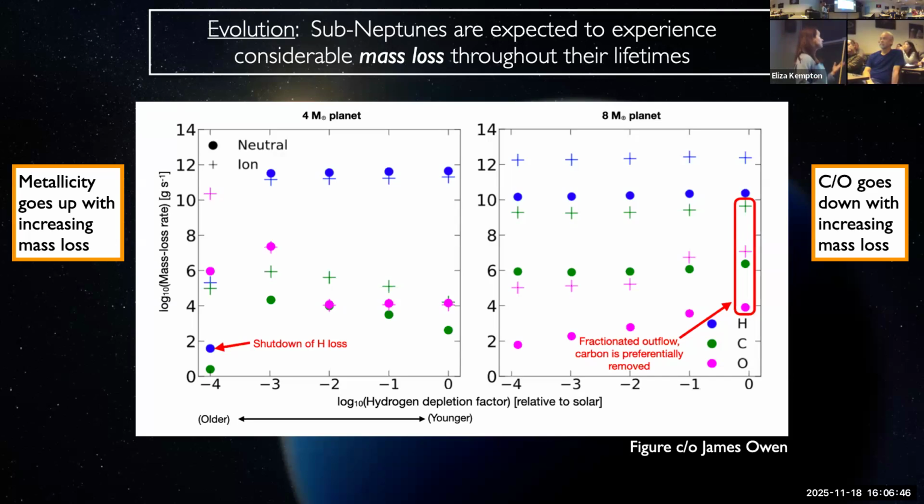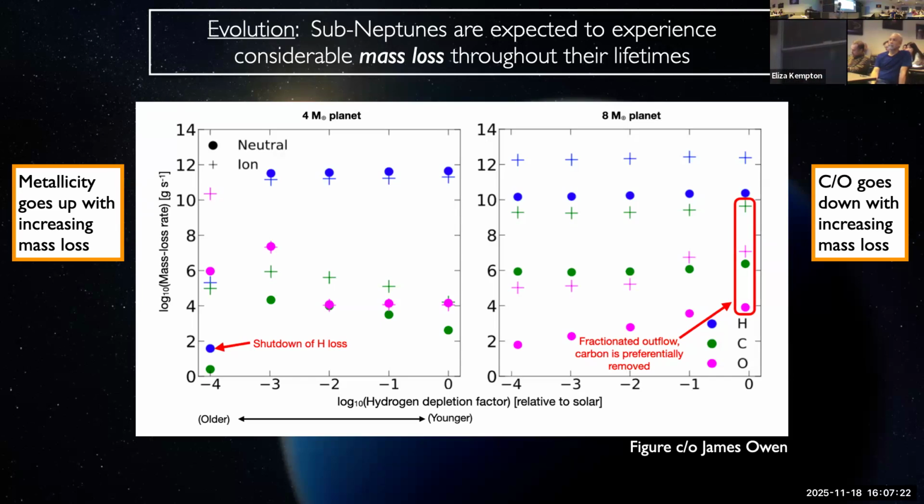One is that metallicity goes up with increasing mass loss. So the more you depleted your hydrogen, basically the older your planet gets, you're losing hydrogen very quickly. And you're losing hydrogen relative to oxygen and carbon and heavier species, right? There's fractionation occurring. So metallicity is going to go up over time as the mass loss proceeds, and this is all for photoevaporative mass loss. So as photoevaporative mass loss proceeds, your metallicity is going to rise.